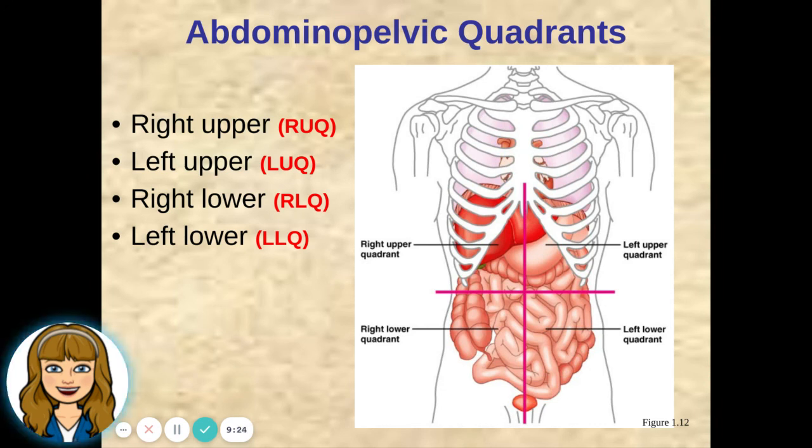If you have pain in your lower right quadrant, the first thing that they're going to look at is your appendix, this little dangly thing right here. They're going to look to see if you have appendicitis.